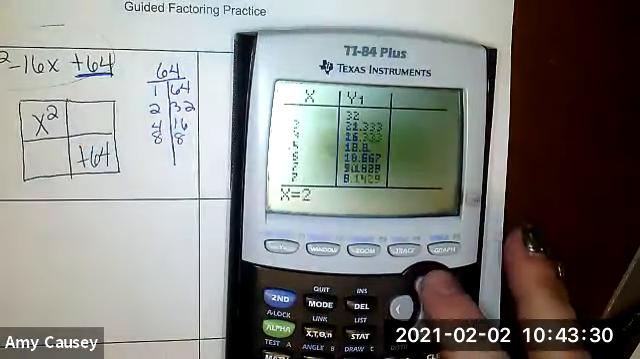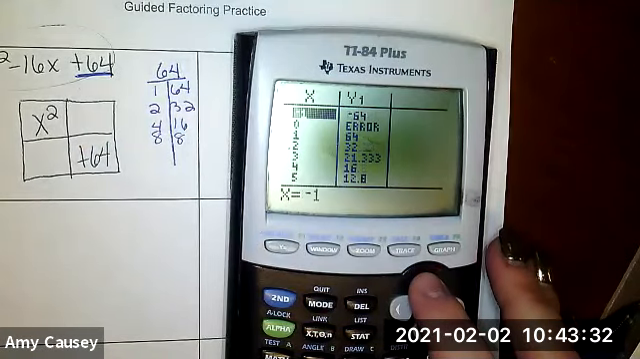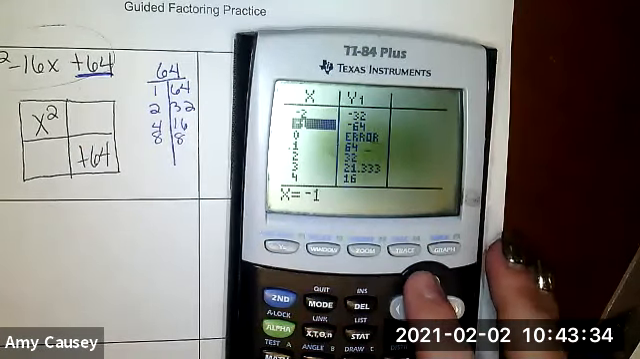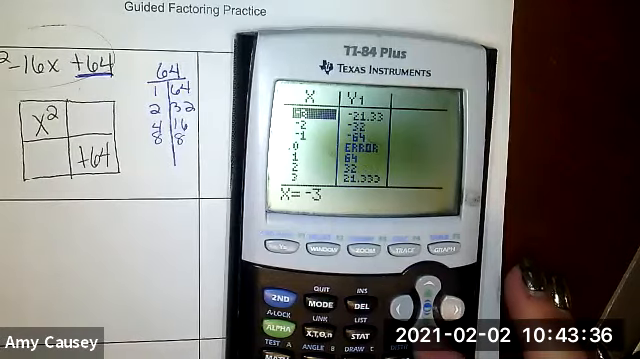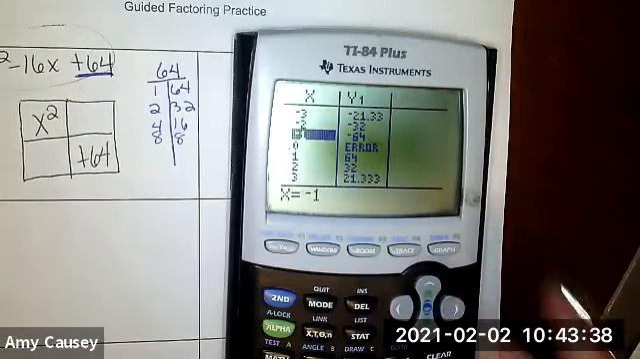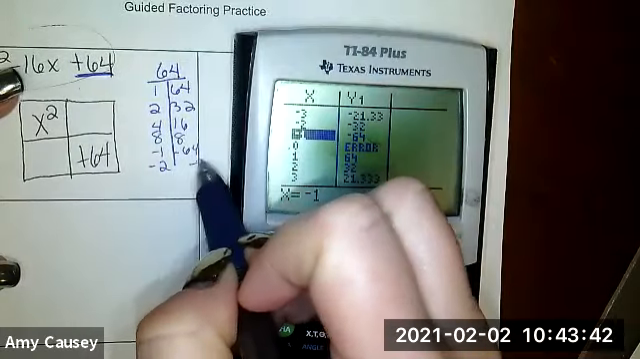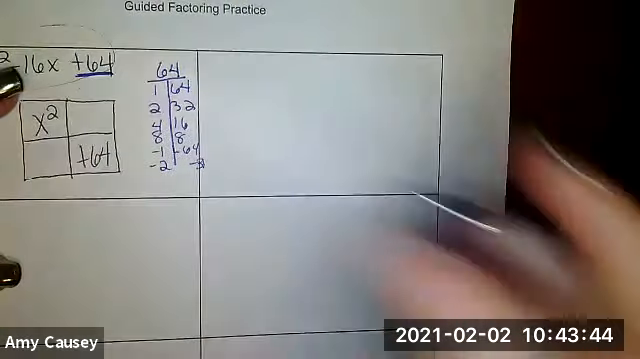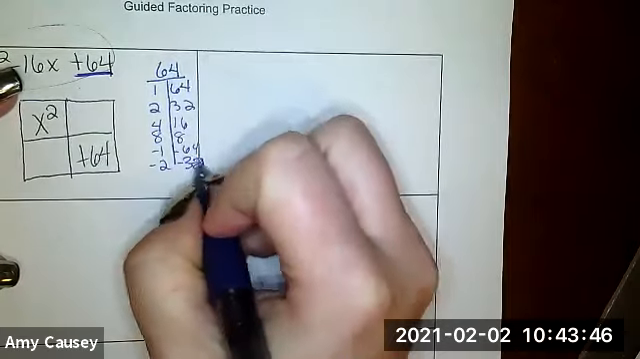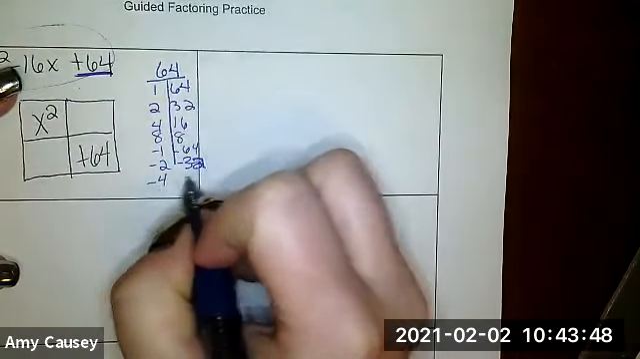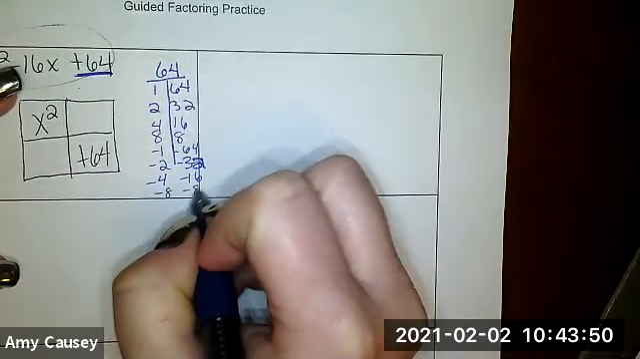I do want you to remember, though, that you can also go up in your table. So we do have negative values that also multiply to give us 64. So I see -1 and -64, -2 and -32, -4 and -16, and -8 and -8.